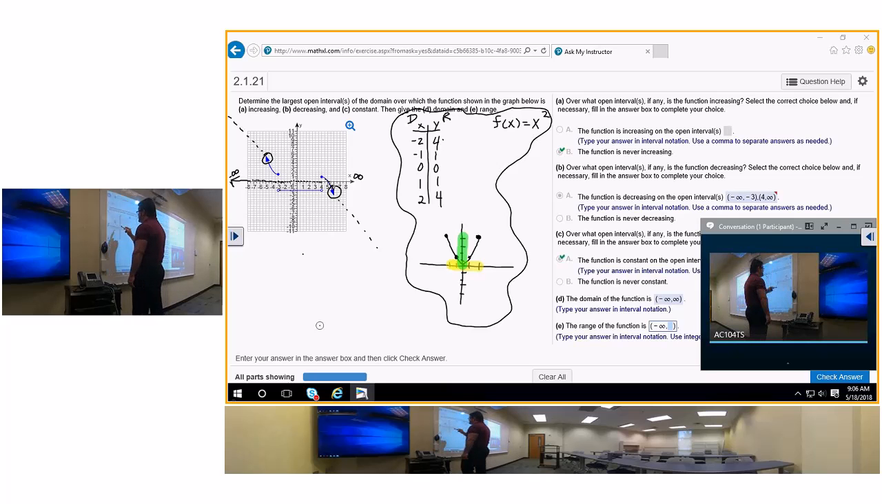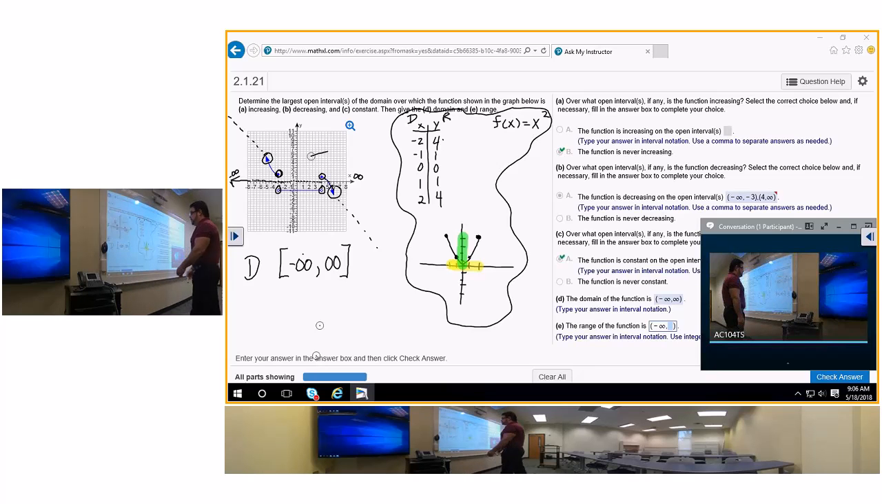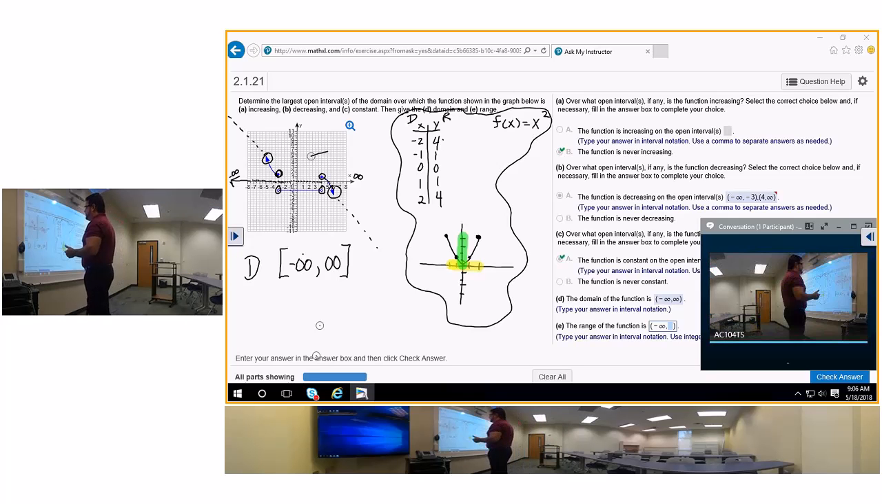Now, since this closed dot cancels with this open dot, and since this closed dot cancels with this open dot, your domain is from negative infinity to positive infinity. So the domain is negative infinity to positive infinity. Now, if you don't know about the brackets, go to my videos. They'll explain interval notation. Range. Now, let's look at the y values.